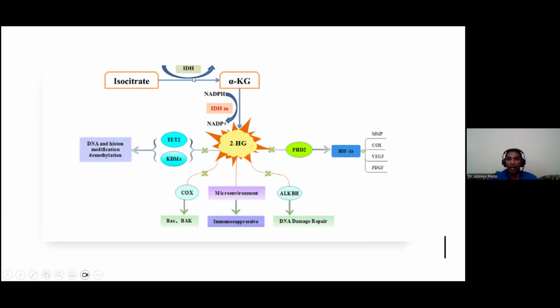So how do we explain the conversion of isocitrate to glutamate that requires IDH? When there is a mutation of IDH, there is an increase of 2-HG that blocks most of the mechanisms that protect the body from oncoproliferation.